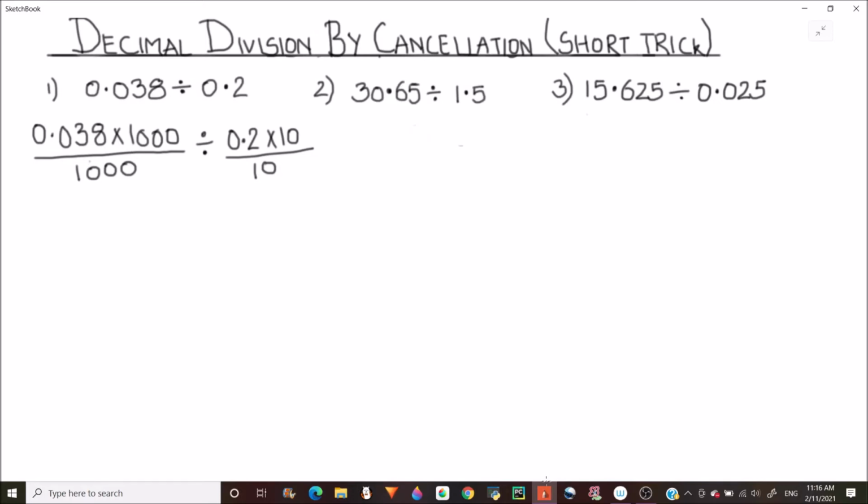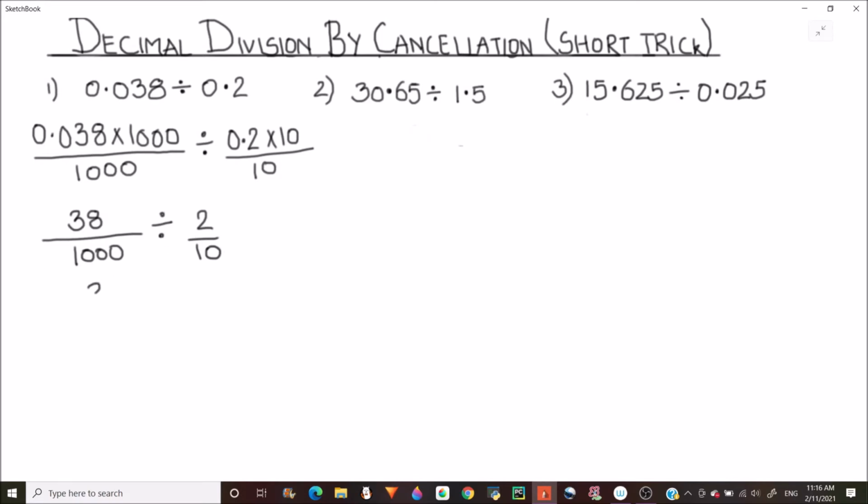So our numerator here is 0038, or we can write it as 38. So this will become 38 over 1000 divided by 2 over 10. This decimal problem is now reduced to a fraction division problem, and that can be solved easily.